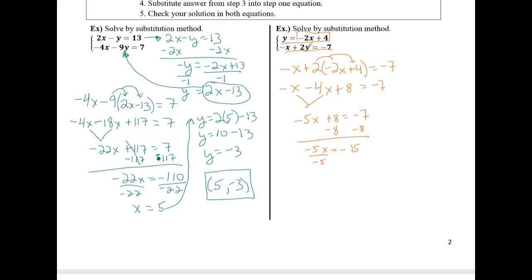Divide by negative 5. Oops, 5, not 3. And x will equal positive 3. That's half of my answer. Now I need the other half.